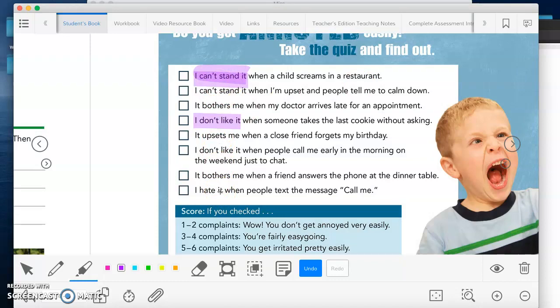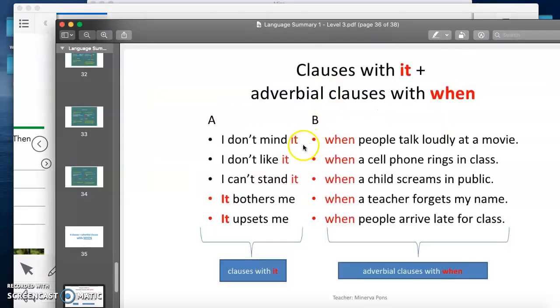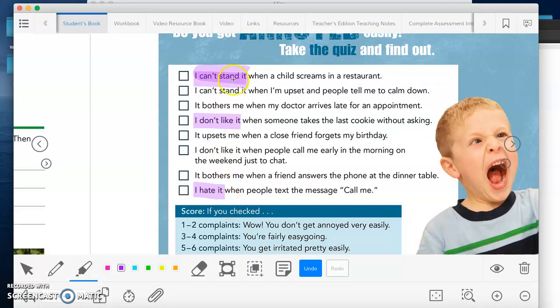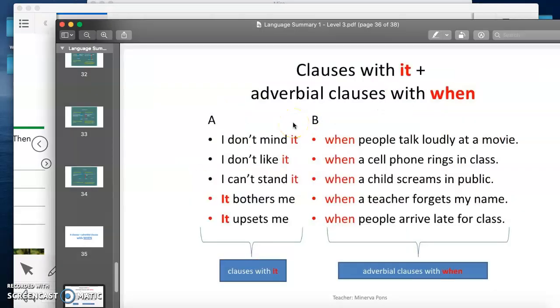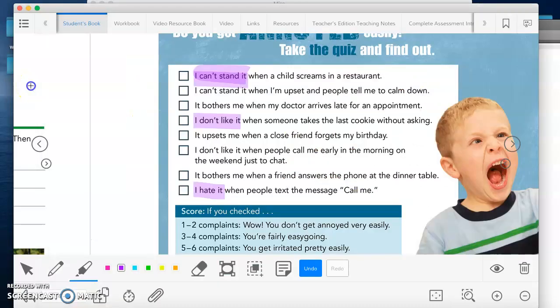Yes, Miley. I hate it. Yes, exactly. Then the other clause that we have will be I hate it. So as you can see in here, for example, we have clauses with it that end in it. For example, I don't mind it, I don't like it, I can't stand it, I hate it, like the ones that you see in here. But then we also have the clauses with it that start with an it.